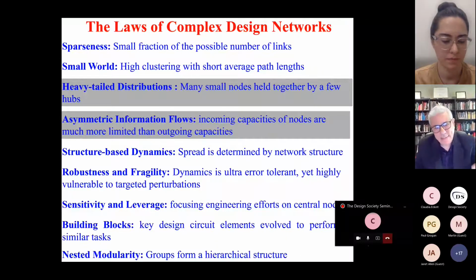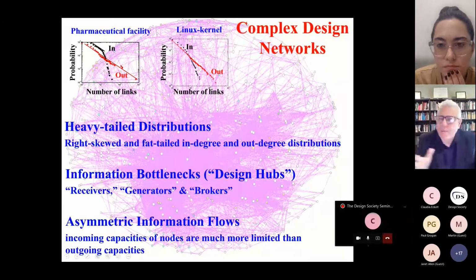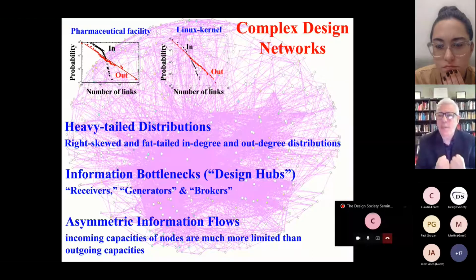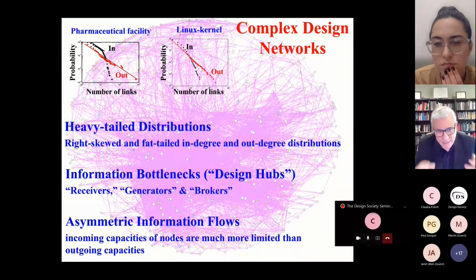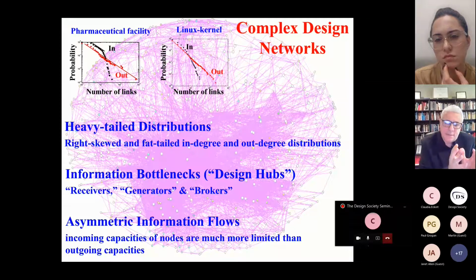Another set of rules are related to the degree distribution in the network. So what do I mean by that? A degree is simply the number of links, the number of information flows associated with each node in the network. It turns out that the degree distributions of nodes in the system are heavy-tailed.